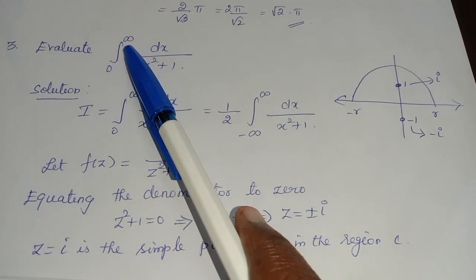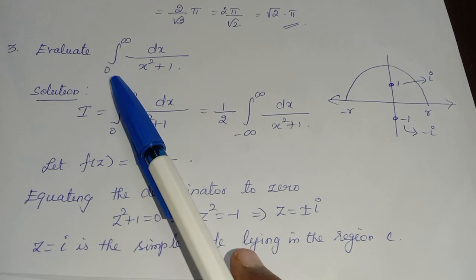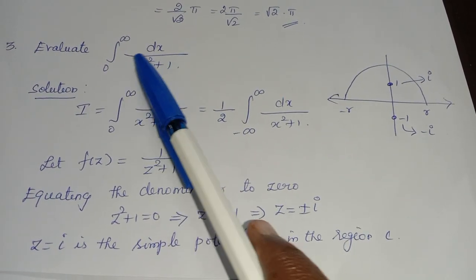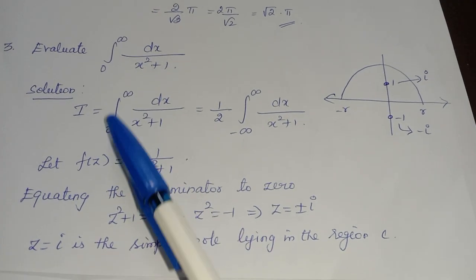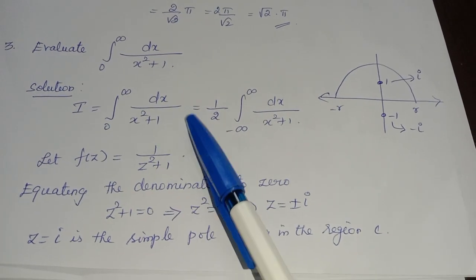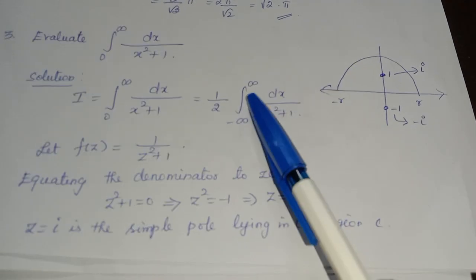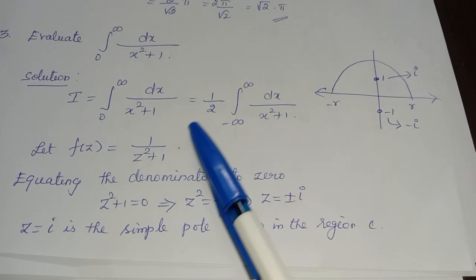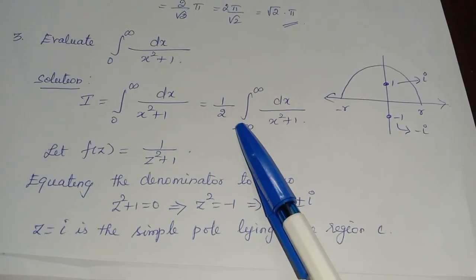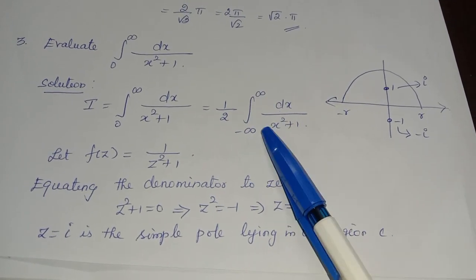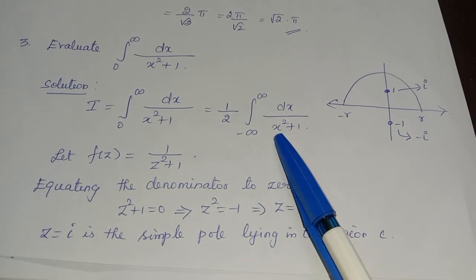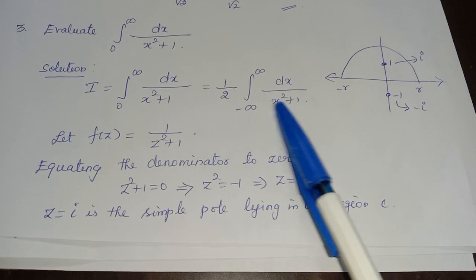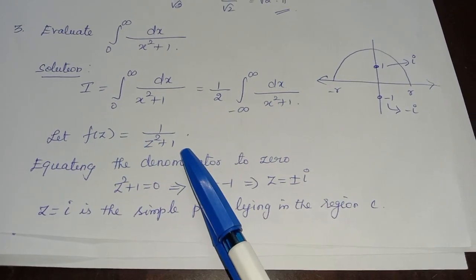But the limit is from 0 to infinity. But for type 2, we need from minus infinity to infinity. No problem. This is an even function only. So by using the property, integral 0 to infinity dx by x square plus 1 can be written as half of integral minus infinity to infinity dx by x square plus 1. So after verifying whether it satisfies all the requirements for type 2, what you have to do? Simply write whatever is there in terms of x, write in terms of z. So let me take f of z equal to 1 by z square plus 1.